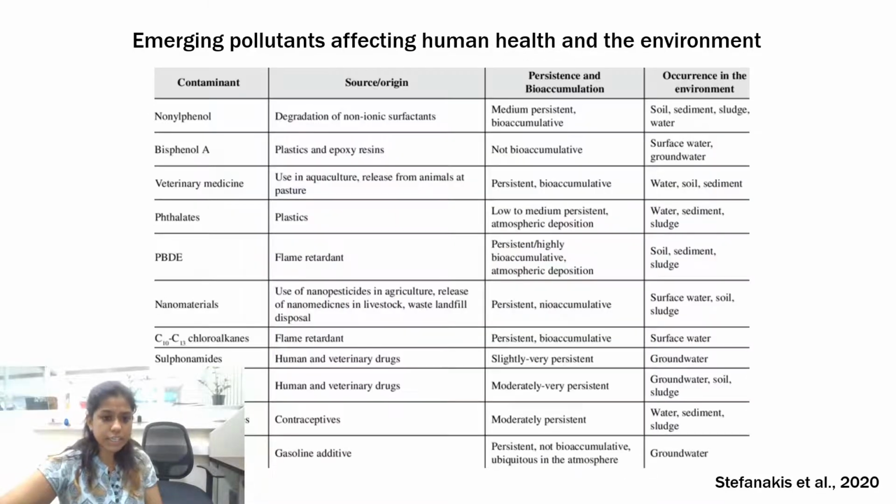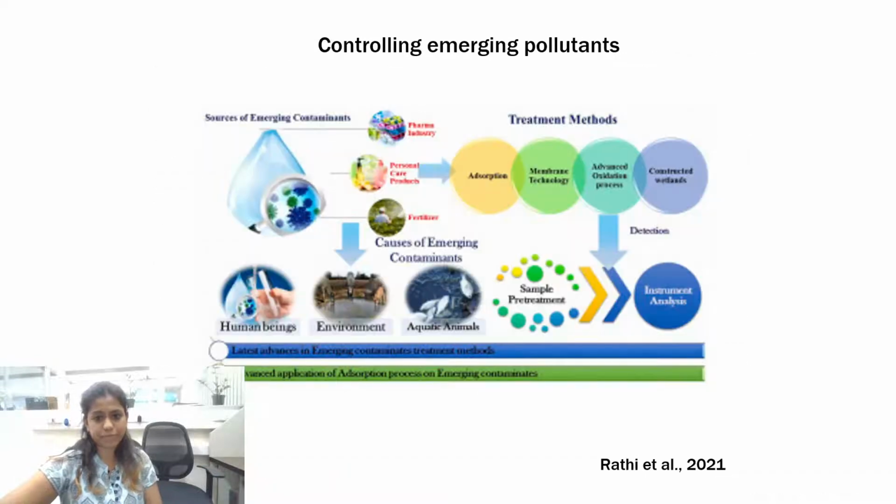And as you can see in this, we don't find the common pollutants that we always look for. They are not in this list. These are all newer components that are emerging. So how do we control these emerging pollutants?